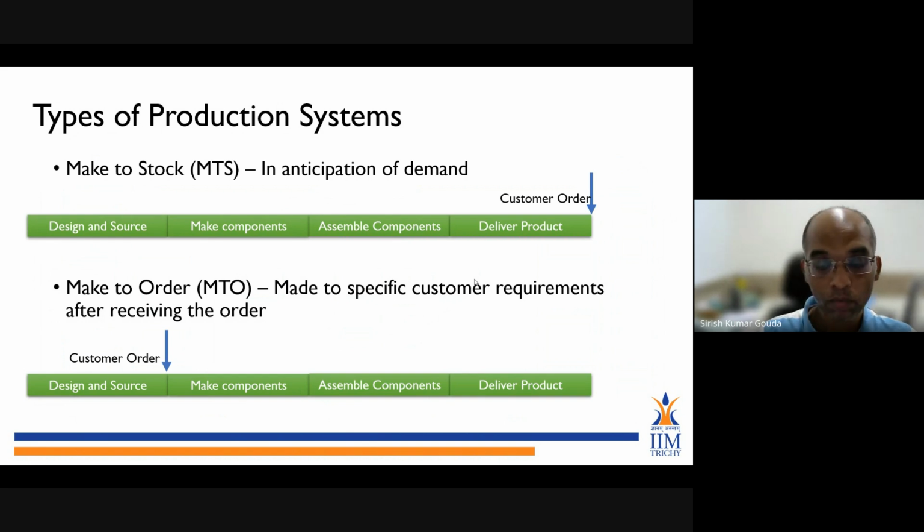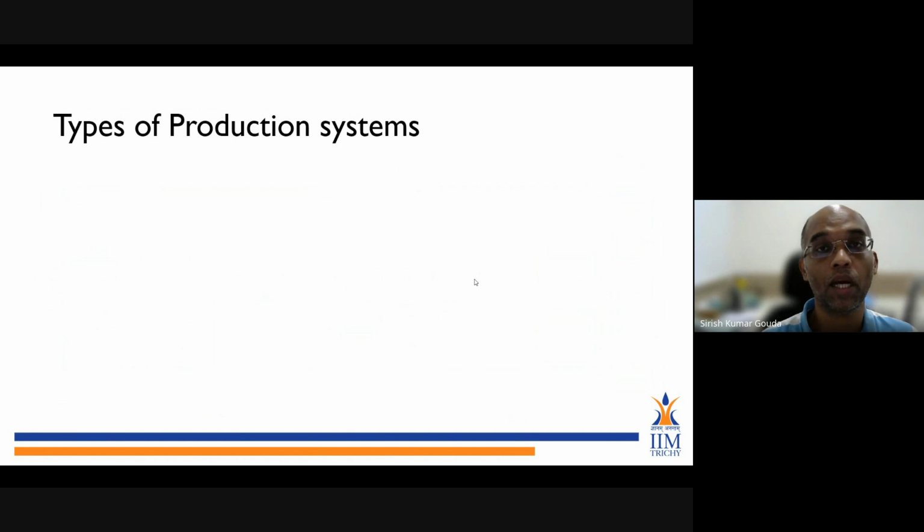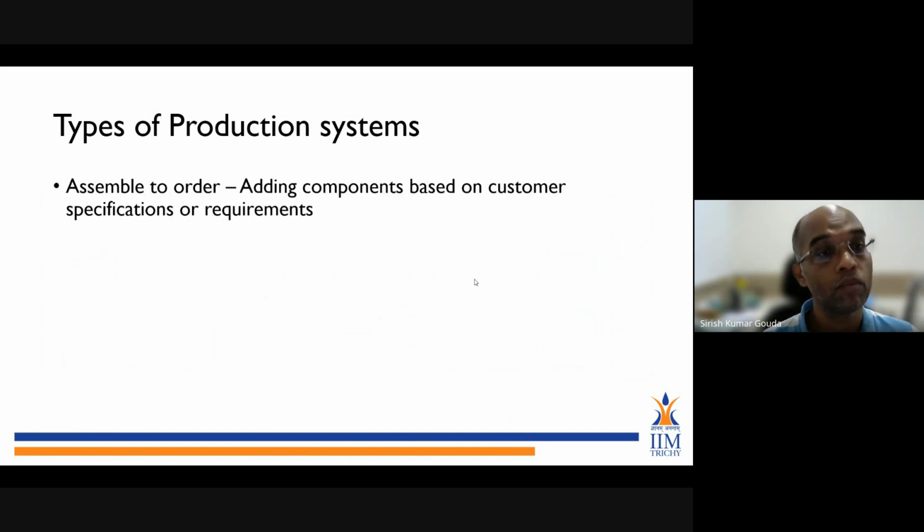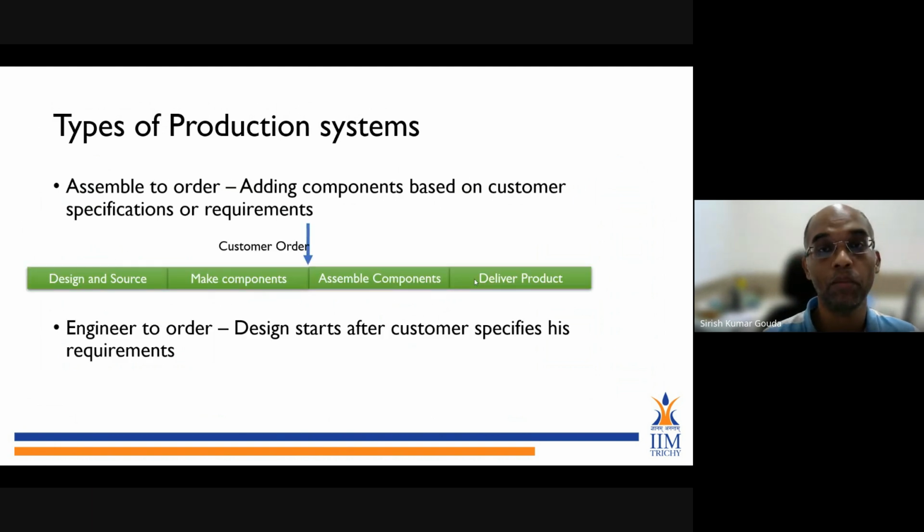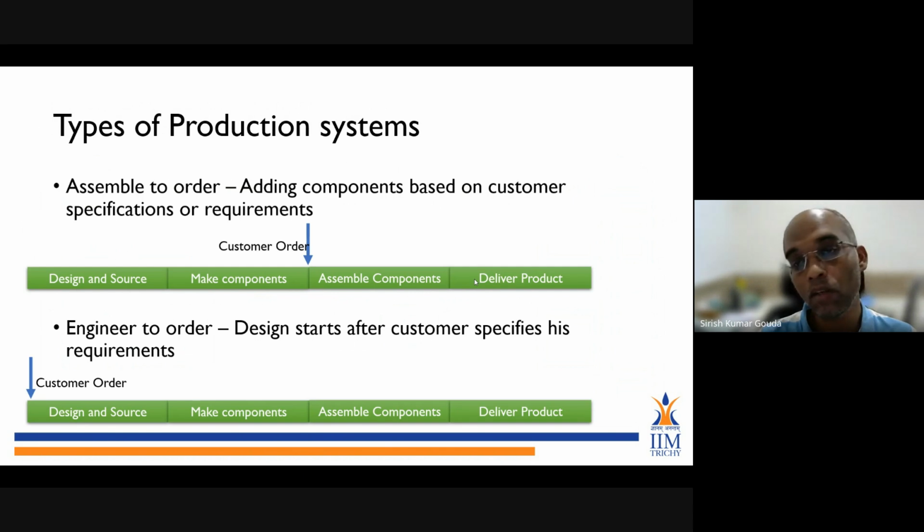So based on that, you can also perceive that there are other types of production systems. One is called assemble to order, where you are partially making the components and keeping them ready, and when the customer comes in, you are just assembling them and giving it away. Or in the specific case of making very niche products which are completely customized based upon the customer requirement, you would call them engineer to order, where the design of the product also starts after the customer specifies the requirements. A very good example of assemble to order is the case of Subway, right?